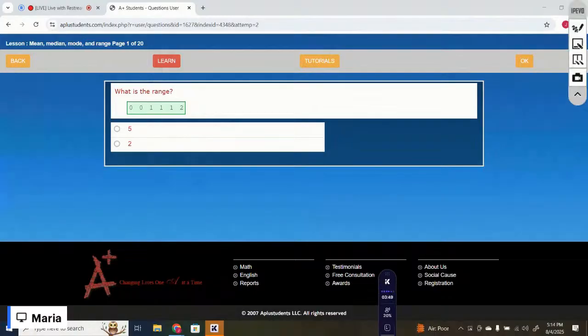What is the range? Range is the difference between the greatest and the smallest number in the given data. So the greatest number in the given data is 2 and the smallest number is 0. So 2 take away 0 is 2. Option number 2 is the correct option, that is 2 minus 0 is 2.